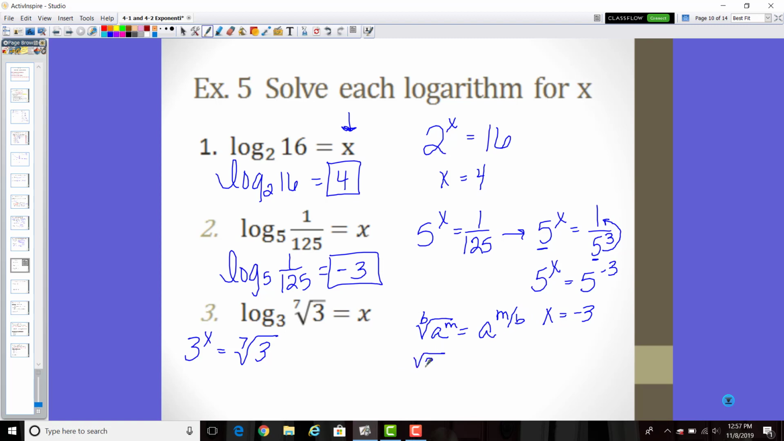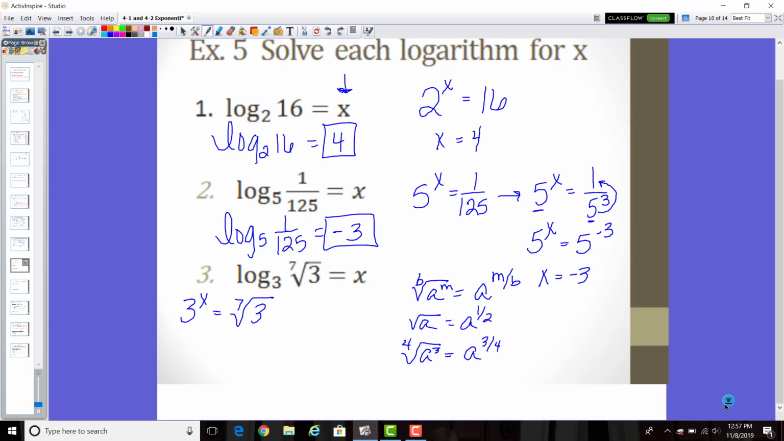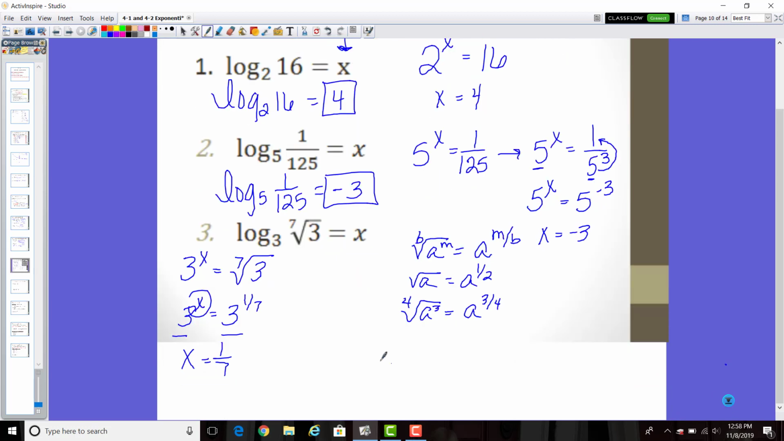So if I'm looking at the square root of a, that's going to be the same thing as a to the 1/2 power. If I'm looking at the 4th root of a cubed, that's going to be a to the 3/4 power. So in order to solve this logarithm and find its value, I have to be able to convert the 7th root of 3 to 3 to the 1/7 power. Now I've got an expression where both sides are a base 3. This one has an exponent of 1/7. In order for these two to be equal, x is going to have to equal 1/7. So log base 3 of the 7th root of 3 equals 1/7.